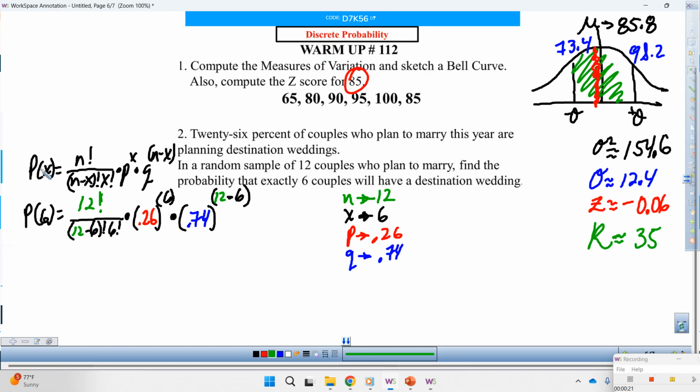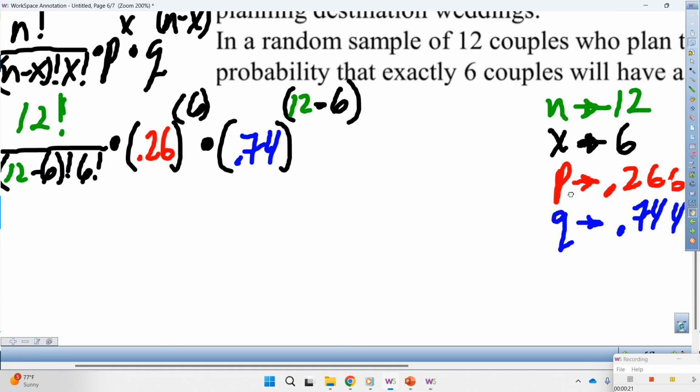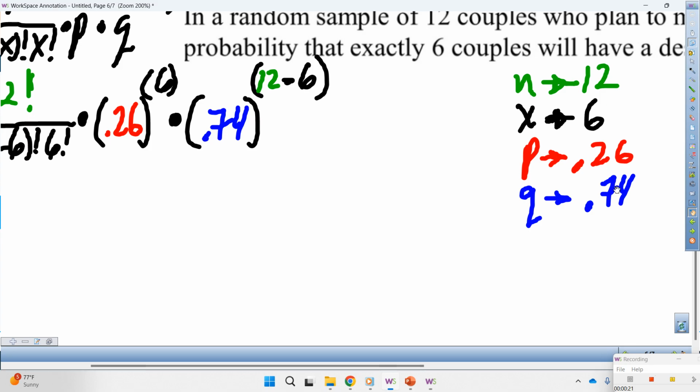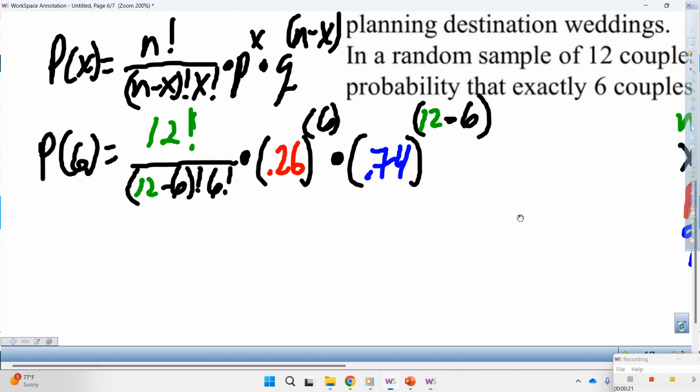Number two, for the sake of time, here's the binomial distribution. Here's the setup. N is 12, X is 6. Probability of success is 26. A failure is 74. Let me zoom in. Once again, 12, 6, 0.26, 0.74. And now I'm right here.